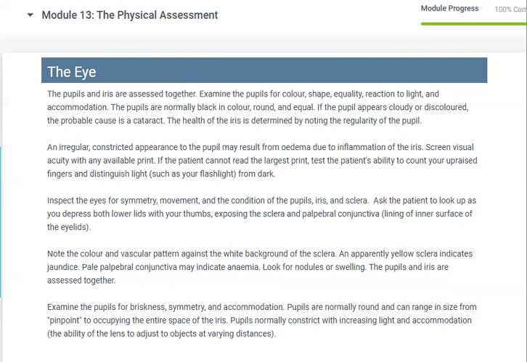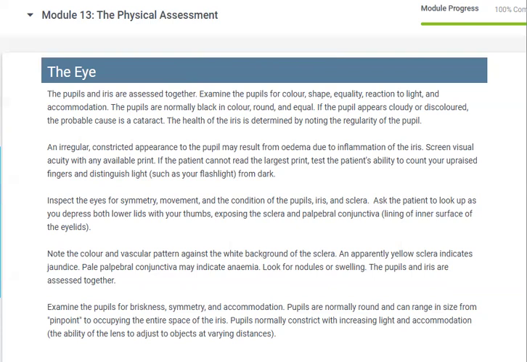Screen visual acuity with any available print. If the patient cannot read the largest print, test the patient's ability to count your upraised fingers and distinguish light, such as your flashlight, from dark. Inspect the eyes for symmetry, movement, and the condition of the pupils, iris, and sclera.